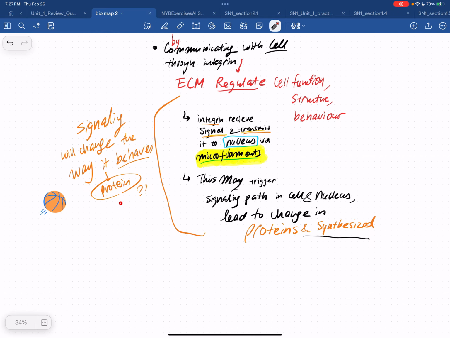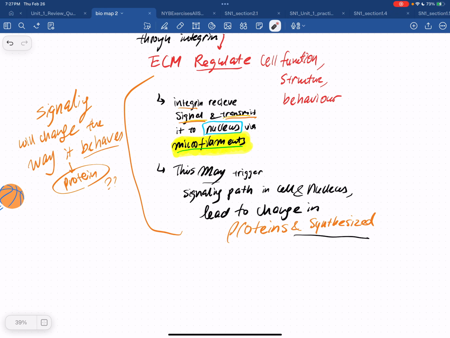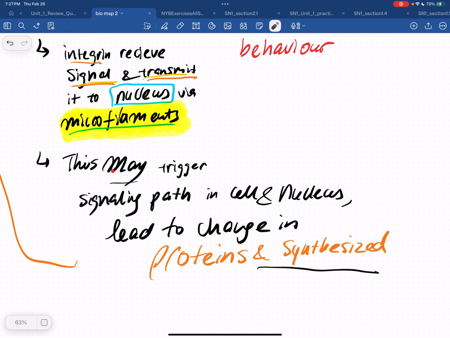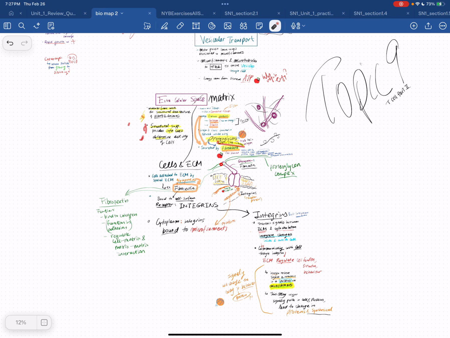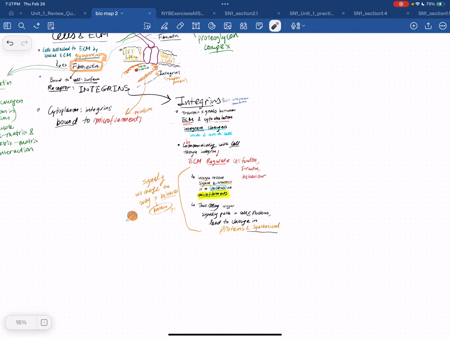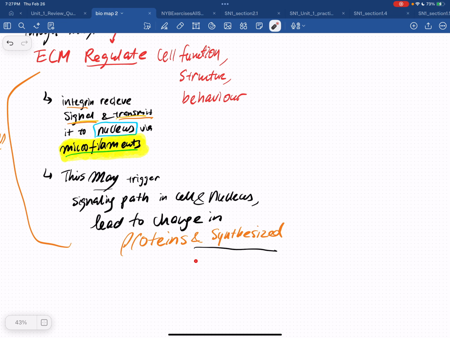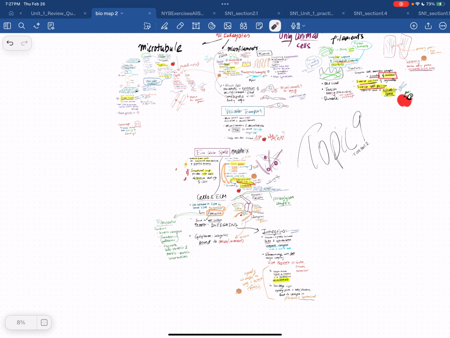Signaling will change the behavior of the proteins. So the proteins that are made and secreted, their sequences are going to be changed by these signals. These signals basically come from the matrix into the fibronectin, into the integrin proteins, and reach the nucleus, triggering protein synthesis. So that's it.